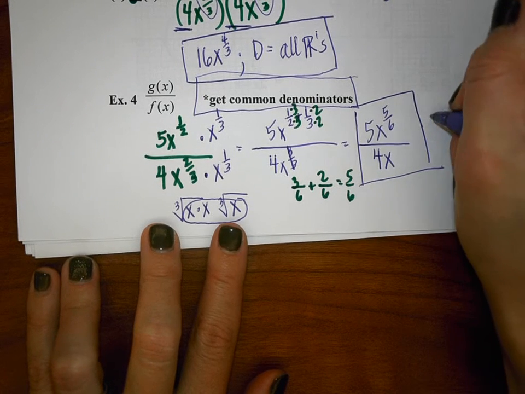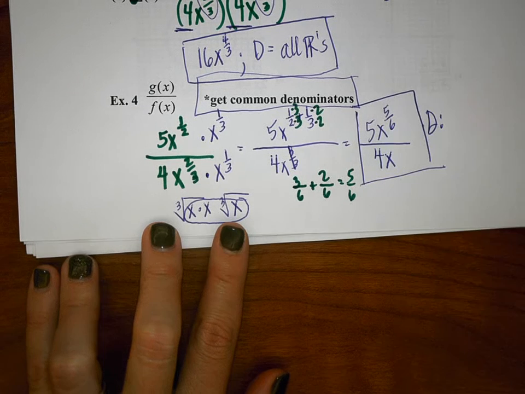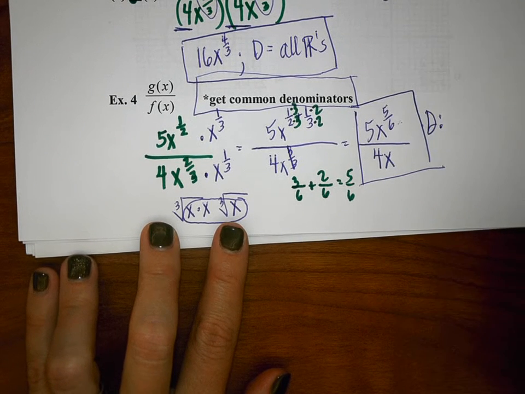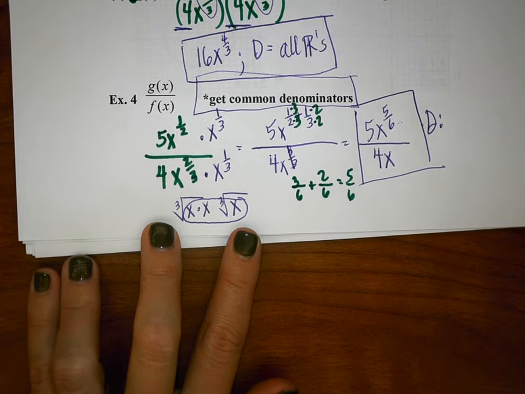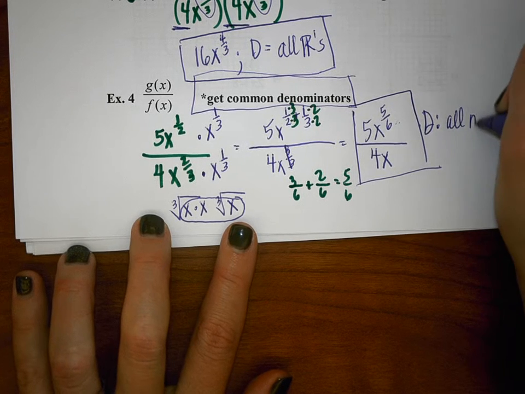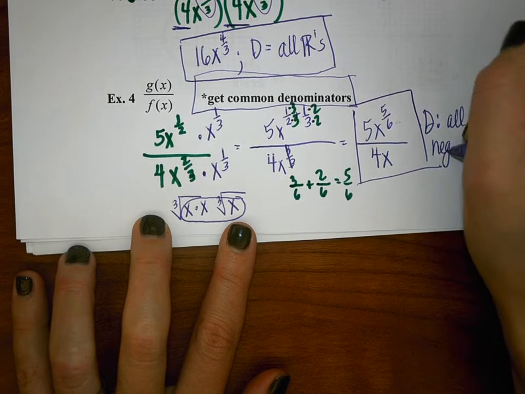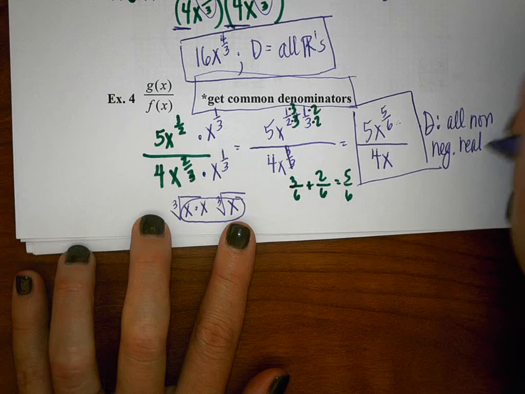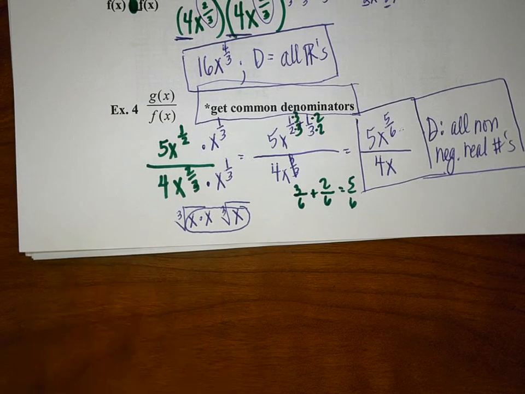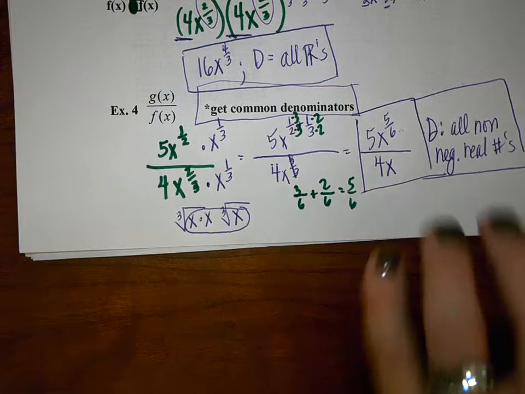My domain. Okay, so my domain on this. If you look at what would represent my root, I have a 6 as a root. So when you have an even number, can we have negatives inside? No. So that means my domain is all non-negative real numbers. And those are my answers. Okay, moving on.